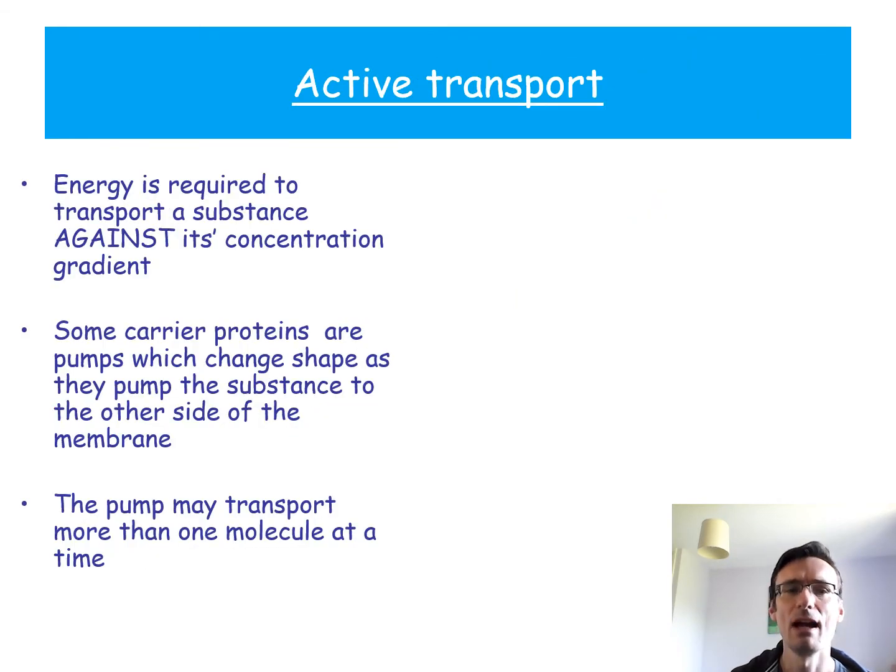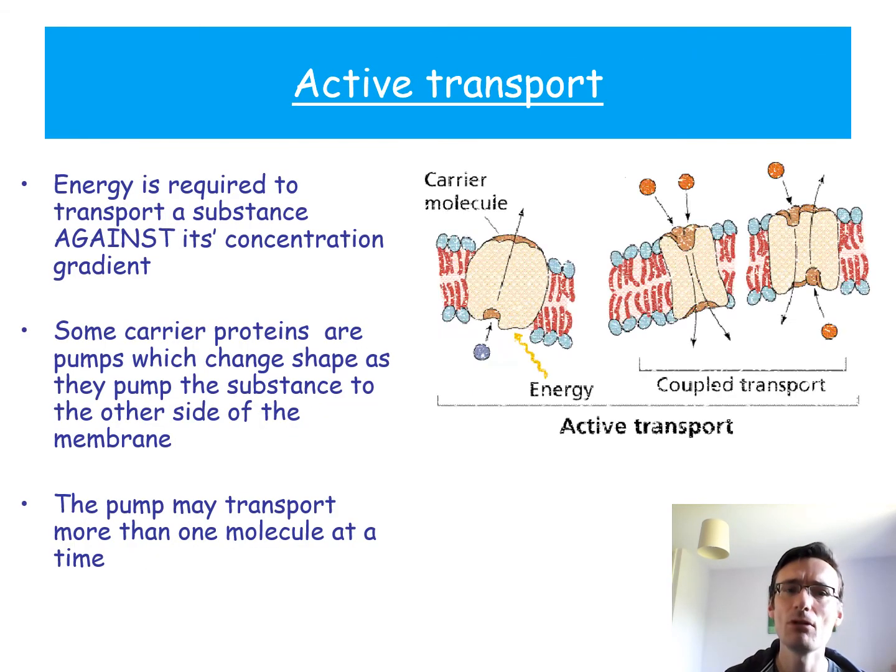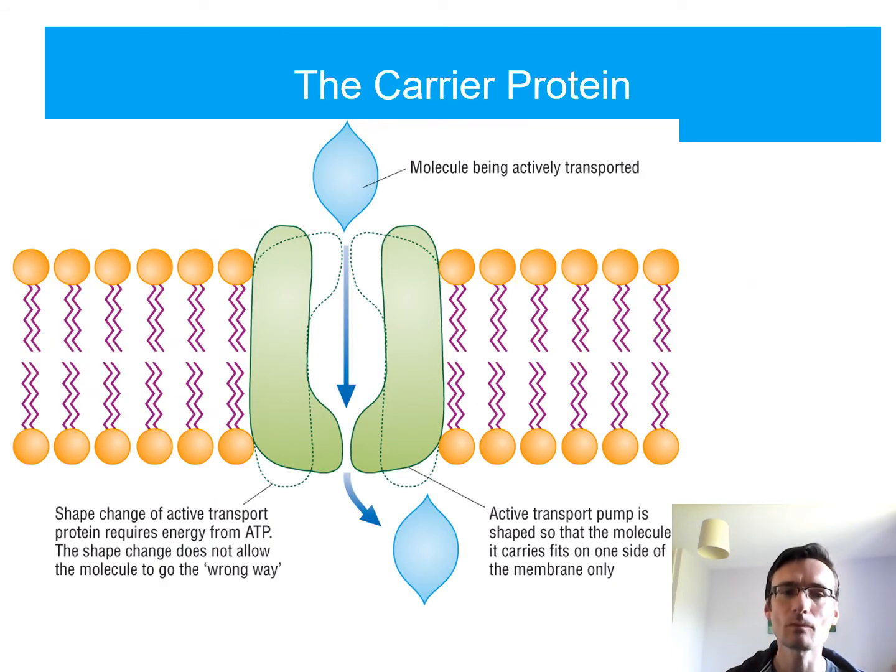Active transport is when energy is required. The word active, obviously, it's against the concentration gradient and it moves things from a lower to a higher concentration. There are some examples of this where we use something called coupled transport or co-transporter proteins, which we'll talk about to finish off, looking at glucose as the example. The carrier protein just works the same way. It's active transport because it's going against the concentration gradient. The shape of the active transport protein changes. That requires energy, and that moves the material from one side to the other.